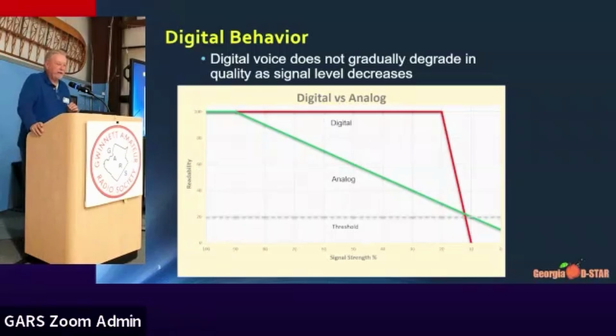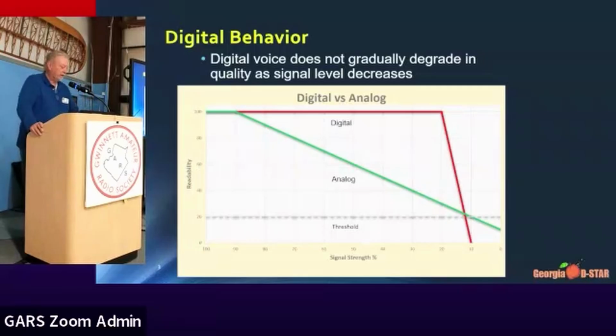There's generally forward error correction on the signal. And as long as you have enough signal that it can reproduce and change those data bits back to voice, you get a good solid signal. As we like to say, full quieting.